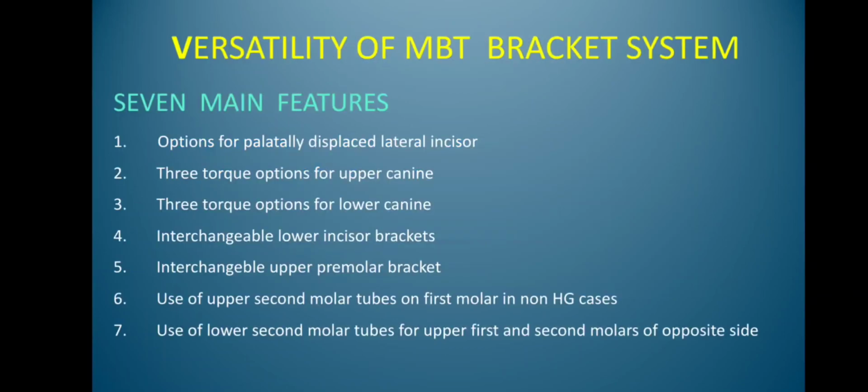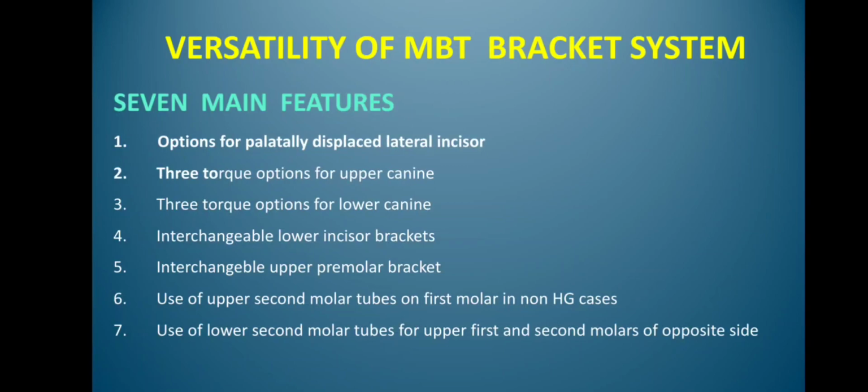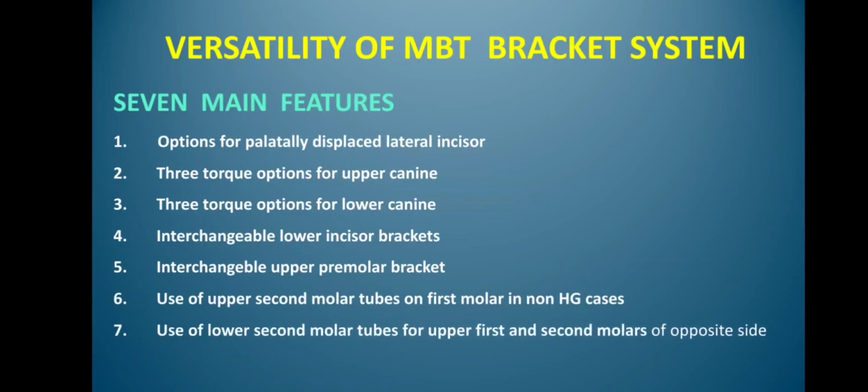And coming to versatility of MBT bracket system. This is the most important topic that must be remembered. There are 7 main features. First one, options for palatally displaced lateral incisor, 3 torque options for upper canine, 3 torque options for lower canine, interchangeable lower incisor brackets, interchangeable upper premolar brackets, and use of upper second molar tubes on first molar in non-headgear cases, and use of lower second molar tubes for the upper first and second molars of opposite side.